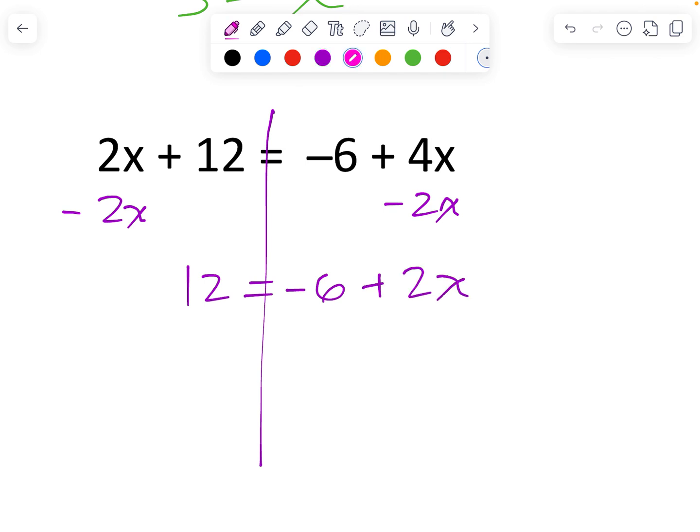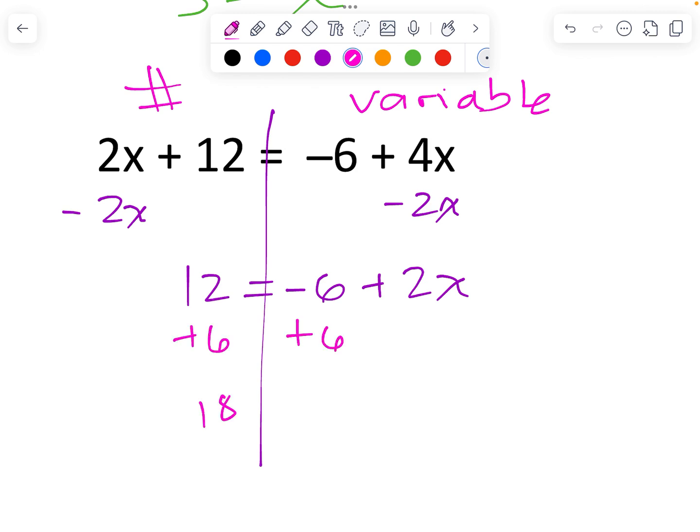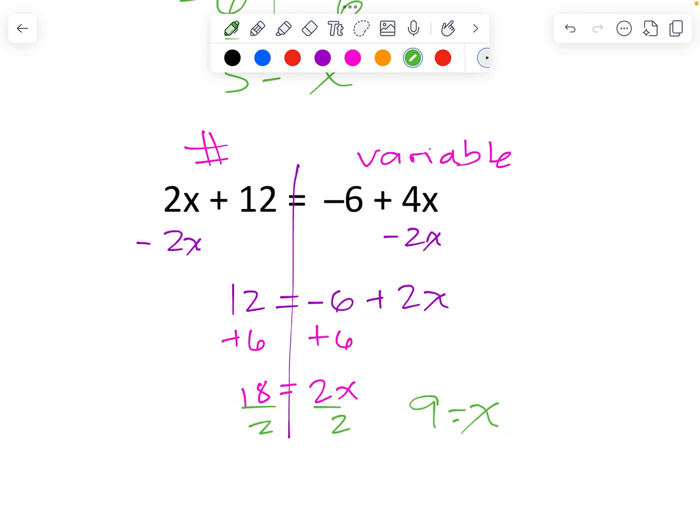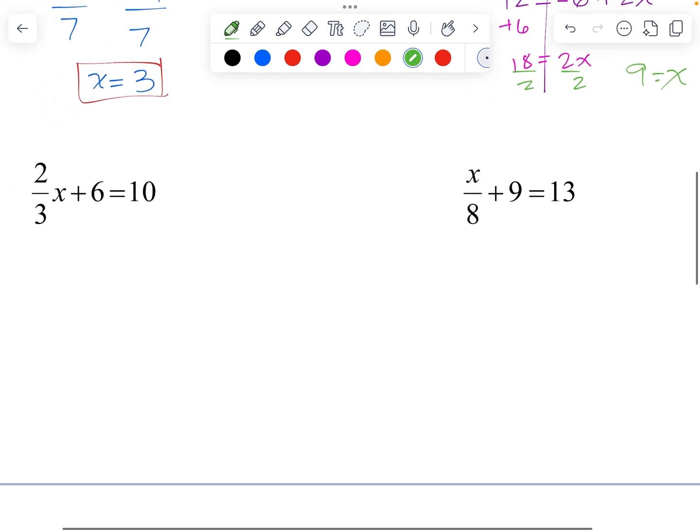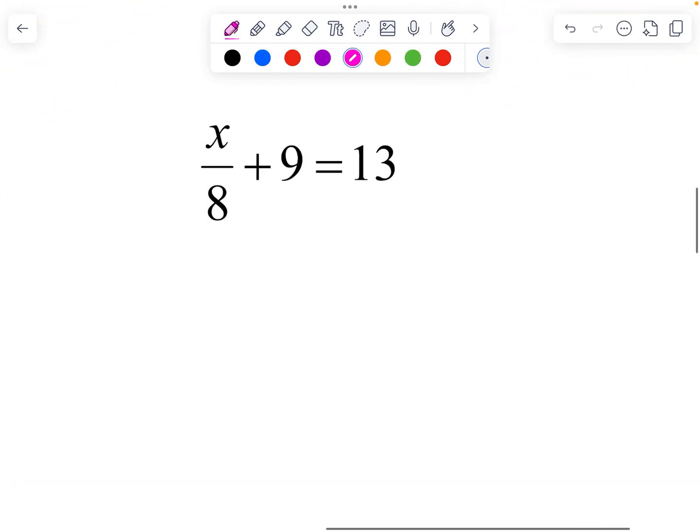So now that I have this negative 6, I'm trying to really get variables over here, it looks like, on my right-hand side and numbers over here. So I'm going to add 6 to both sides, and I get 18 equals 2x. And I'm going to undo that multiplication by dividing by 2 and get 9 equals x. Okay, so I'm actually going to skip this one. I'm going to trade that one out, but let's look at this one. So I can undo adding by subtracting.